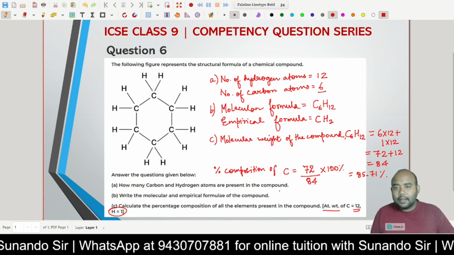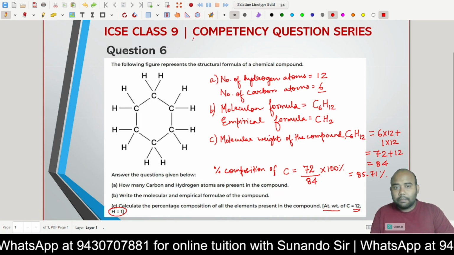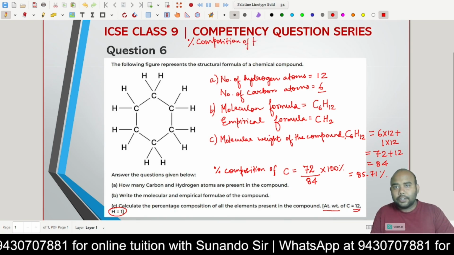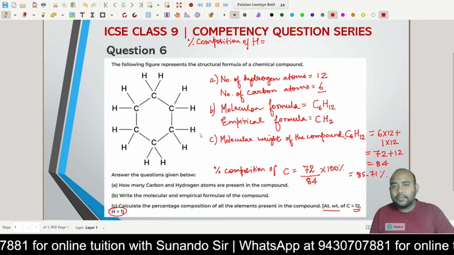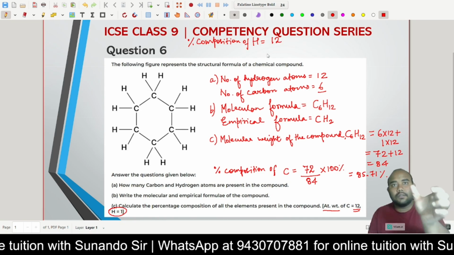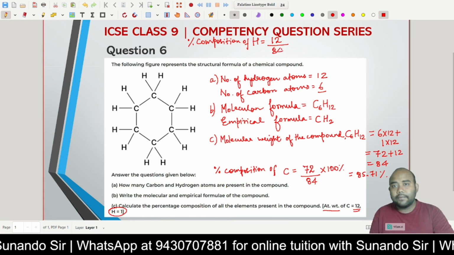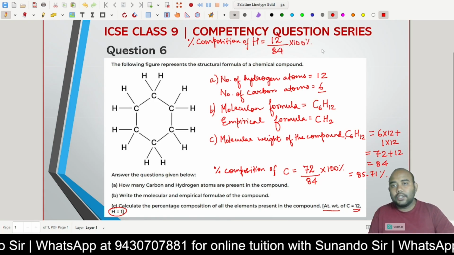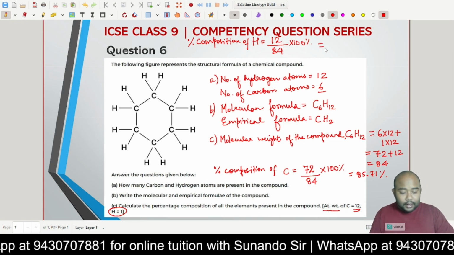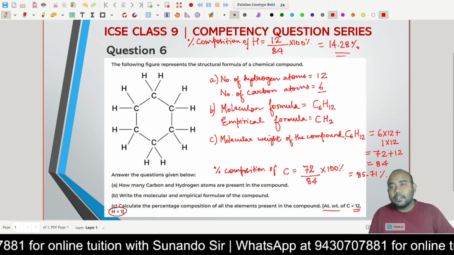And similarly now we have to calculate the percentage composition of hydrogen. I am doing it at the top, the space is less. You can see a total of 12 hydrogens. That means 12 into 1, the mass of hydrogen alone is 12 and the total mass of the compound is 84. We have already calculated it and we will convert it to percentage. 12 divided by 84 gives you 14.28, 14.28%.